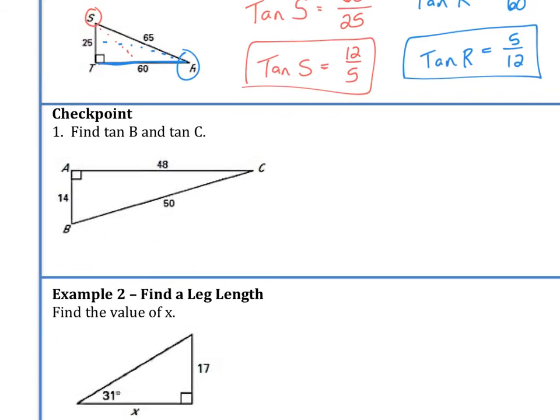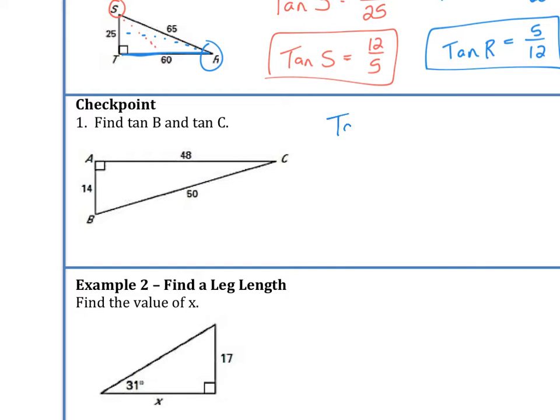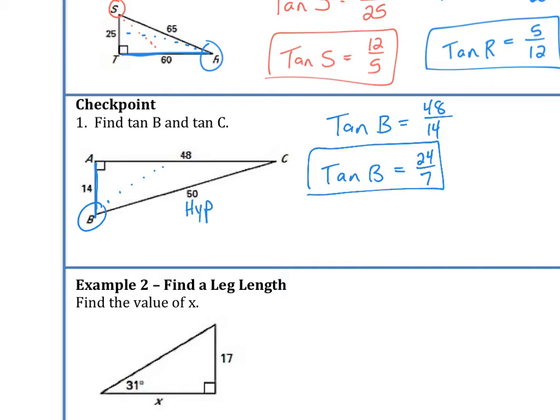So the checkpoint, again, we're finding the tangent of B and the tangent of C. So tangent of B is equal to, we locate B and the hypotenuse. And I know I should have done this before too. Find the hypotenuse right away. And the other two sides that are not the hypotenuse, one is going to be the opposite and one is going to be the adjacent leg. So opposite B is 48. Adjacent to B is 14. So we would get the tangent of B is equal to 48 over 14. They can both be divided by 2. That'll be 24 over 7. So the tangent of B is 24 over 7.